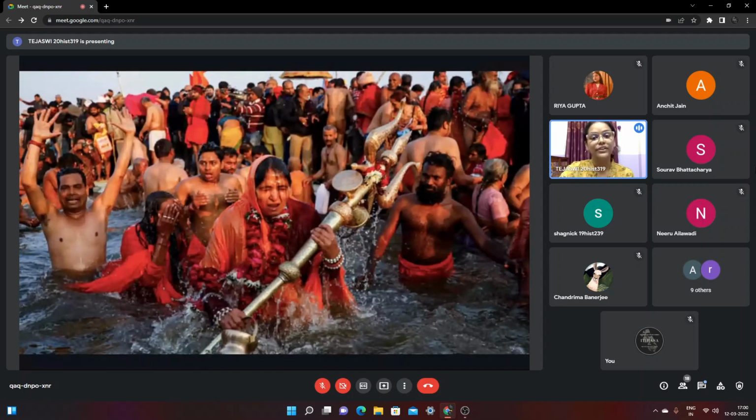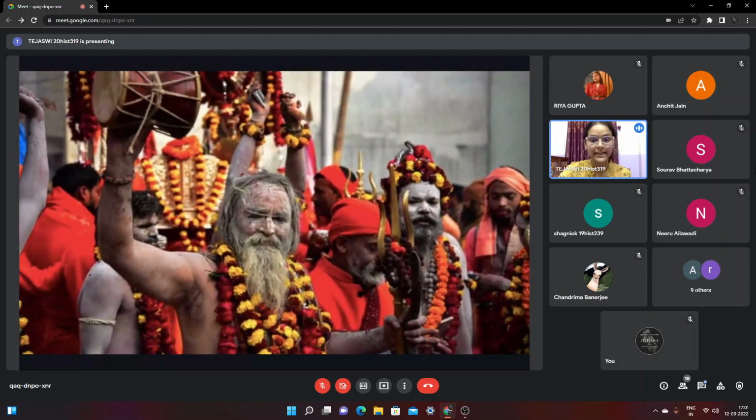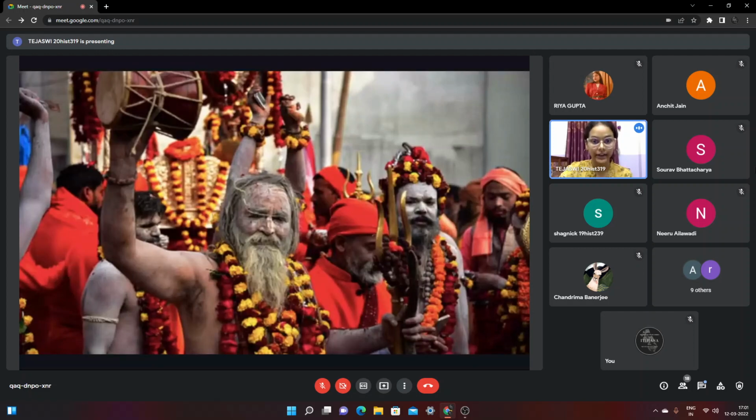And whenever we speak of Kumbh, these are some images that come to our mind, that we visualize, because that's how we understand the Kumbh Mela and Sangam.